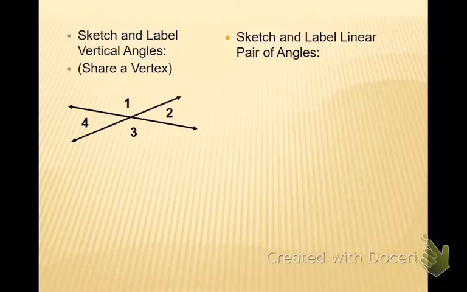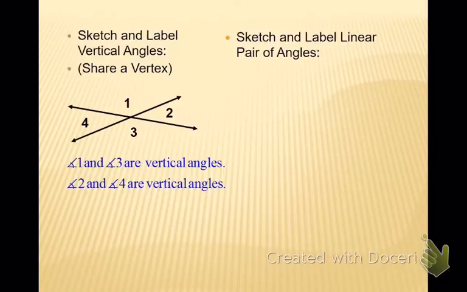Now, the angles that are vertical are the ones that are back-to-back sharing a vertex. So in this picture, angle 1 and angle 3 are vertical angles. Angle 2 and angle 4 are vertical angles. And we can just assume that from a picture. There's not any formal definition or any sort of thing that we need to go through to say that. We can just say 1 and 3 are vertical, 2 and 4 are vertical, and that's by the definition of vertical angles.